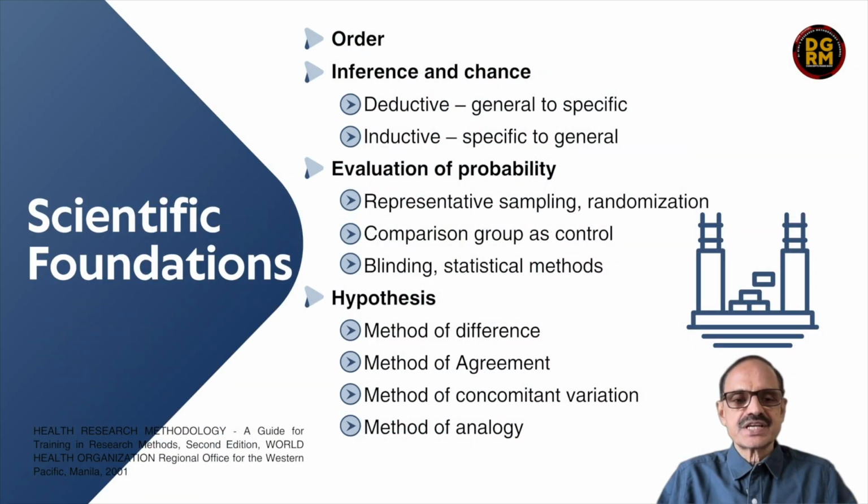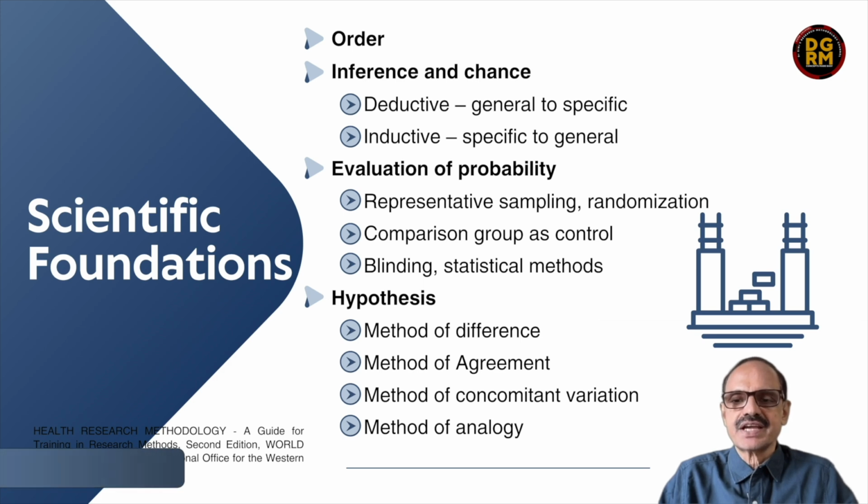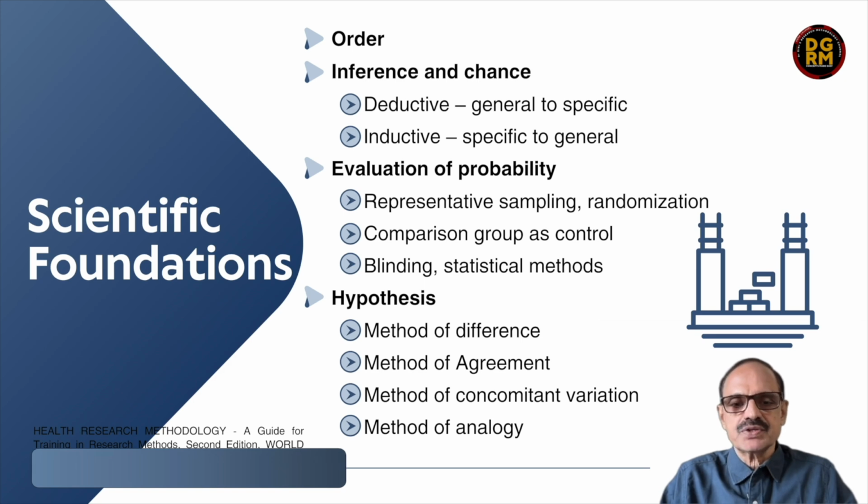Order, inference and chance, evaluation of probability, and hypothesis are scientific foundations of research. Let us see one by one. Order. The scientific method differs from common sense because it employs systematic observation and classification of entities based on shared properties and behaviors. The process enables predictions that may evolve into scientific laws.